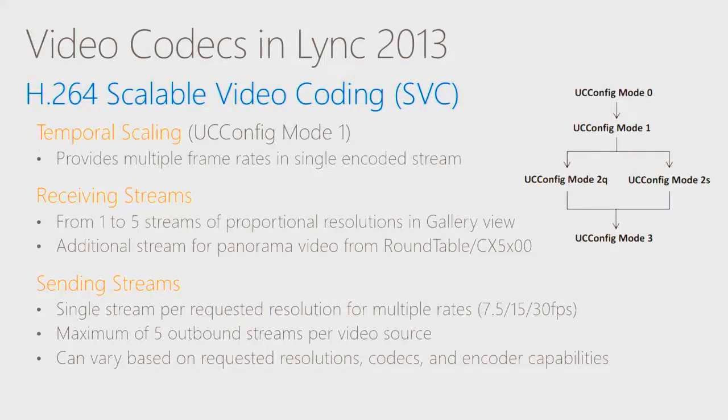Mode 1 is what's called temporal scaling, and what it does is it allows you to mix frame rates in the same streams. In the next couple of slides, I'll go through what that actually looks like. But Lync does do that. When you have these multi-party calls with a lot of different mobile phones, Lync room systems, different capabilities, they're going to ask for different frame rates for different reasons.